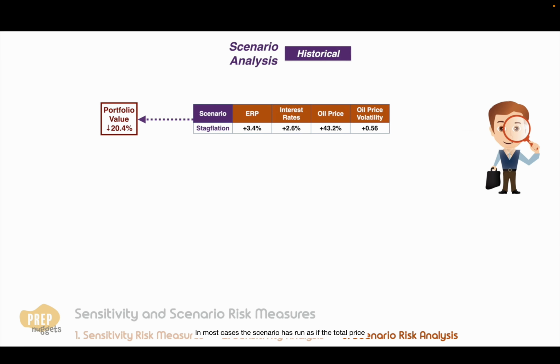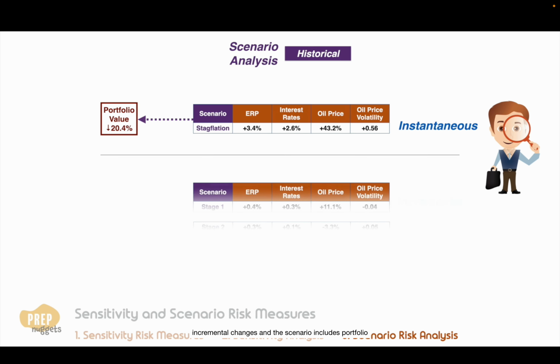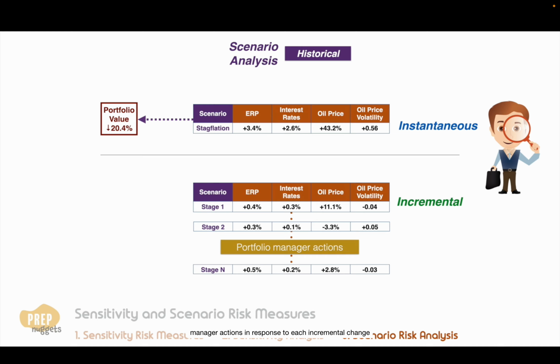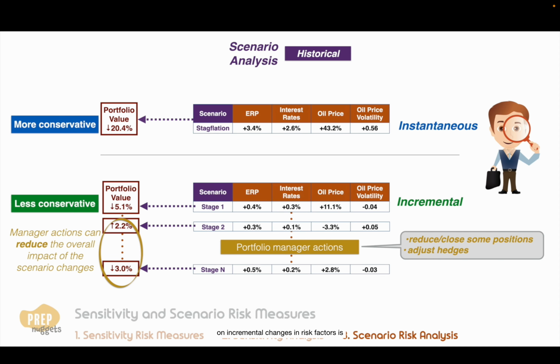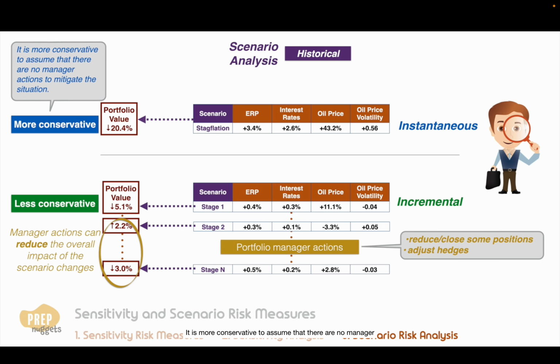In most cases, the scenario is run as if the total price action movement across the period occurs instantaneously. In some cases, the scenario changes are modeled as incremental changes, and the scenario includes portfolio manager actions in response to each incremental change in the set of risk factors. The idea is to allow for the reduction or closing of some positions or adjusting hedges appropriately. Because such actions can reduce the overall impact of the scenario changes, scenario analysis based on incremental changes in risk factors is considered less conservative than the instantaneous model. It is more conservative to assume that there are no manager actions to mitigate the situation.